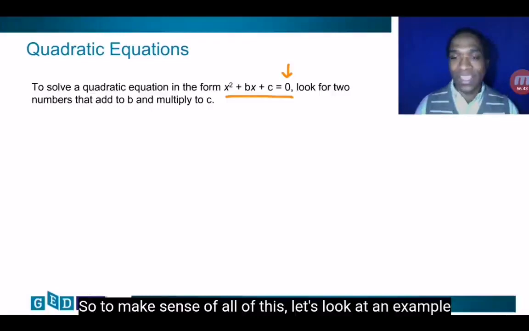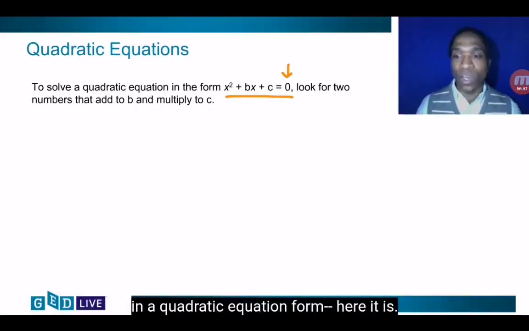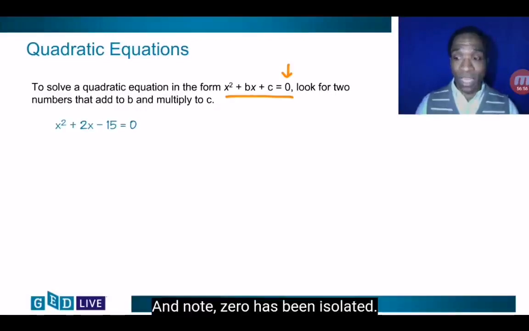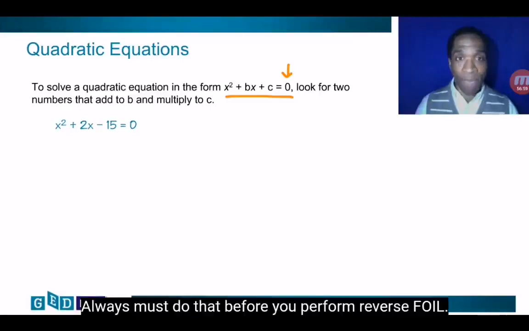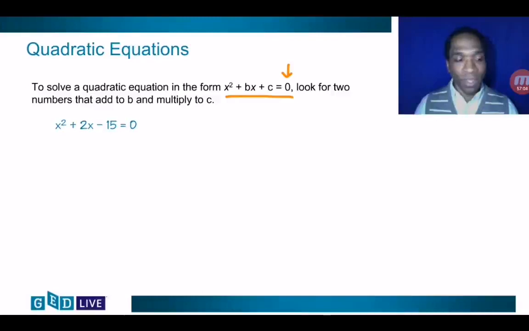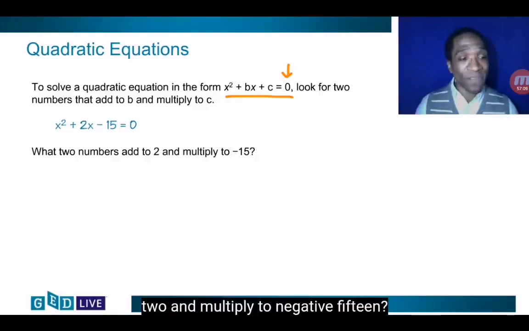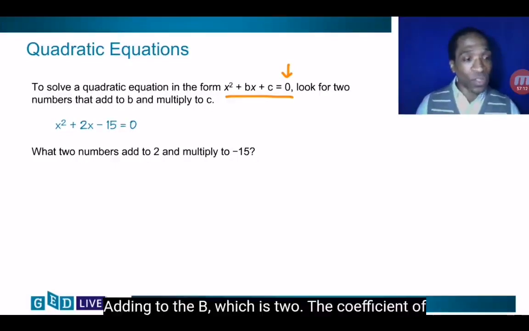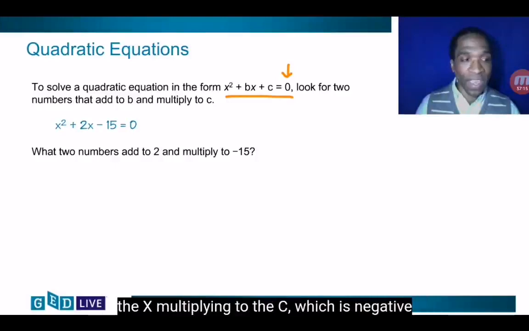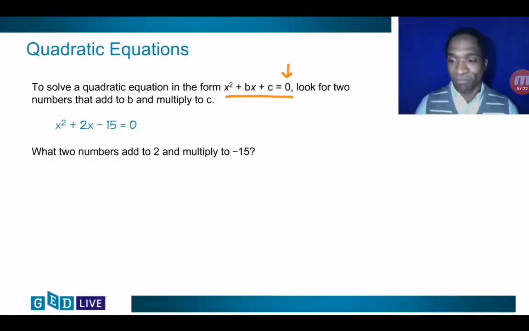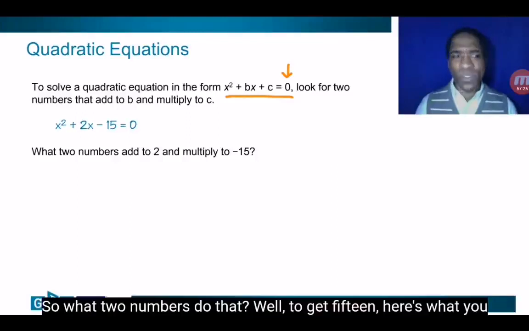So to make sense of all of this, let's look at an example in the quadratic equation form. Here it is. And note, 0 has been isolated. Always must do that before you perform reverse FOIL. Now, here's the question. What two numbers add to 2 and multiply to negative 15? Adding to the b, which is 2, the coefficient of the x, multiplying to the c, which is negative 15. That's the number without a variable. Okay, so what two numbers do that?